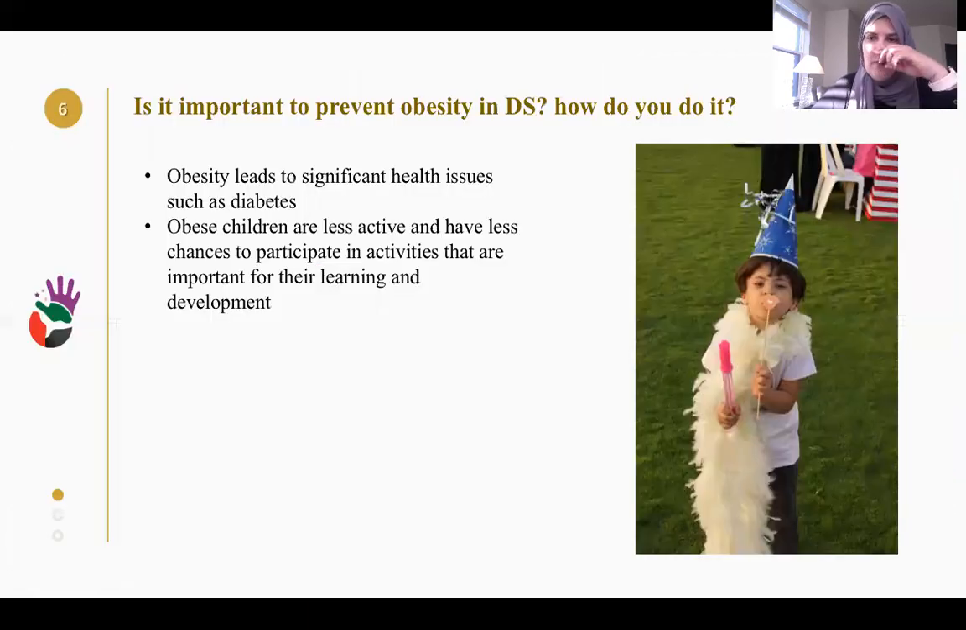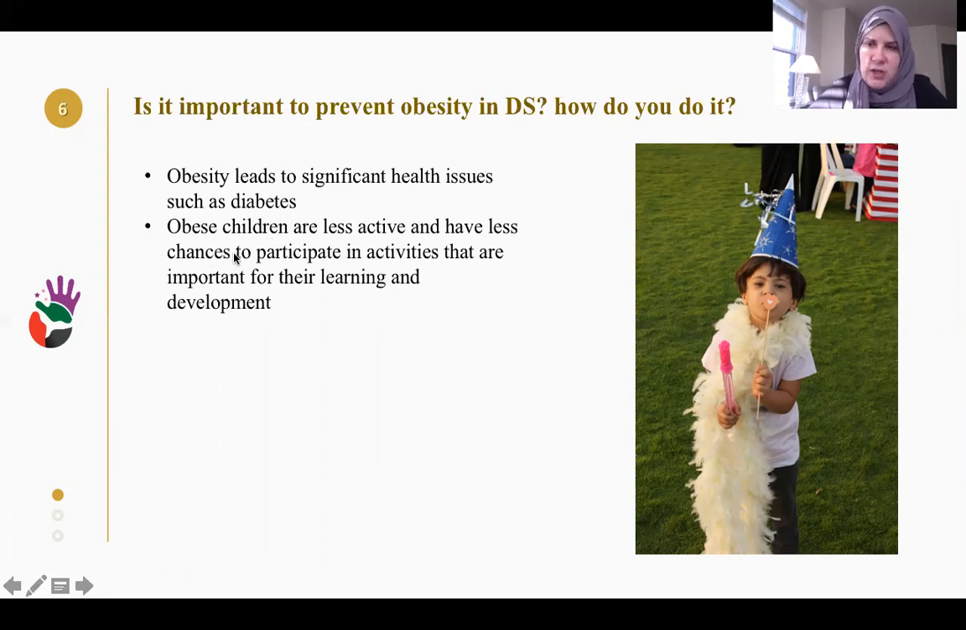Is it important to prevent obesity in Down syndrome? Of course. Obesity leads to significant health issues in general, but in Down syndrome even more. And one of them is diabetes. Obese children are going to move less, and so they're going to participate less in the activities. And you know how important activities are for children with Down syndrome.